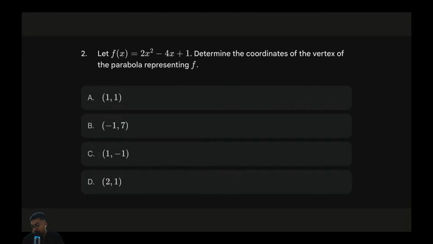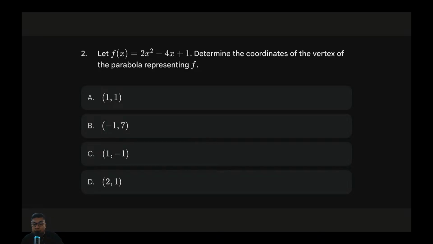Let's go to this, focus on this. They say: let f of x equal 2x squared minus 4x plus 1. Determine the coordinates of the vertex of the parabola representing f. So f of x is a quadratic function, as you could see.